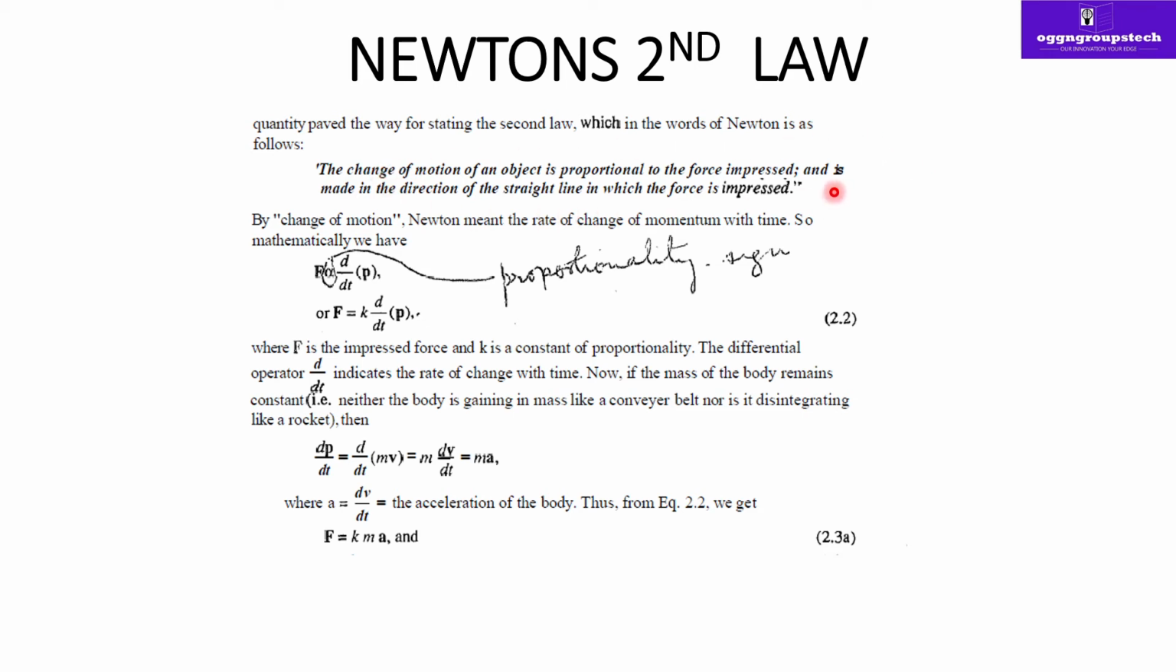Okay, so I have given you the examples of the flower and the ball. So in this case, mathematically, how I can express Newton's second law is: the rate of change of momentum with time.